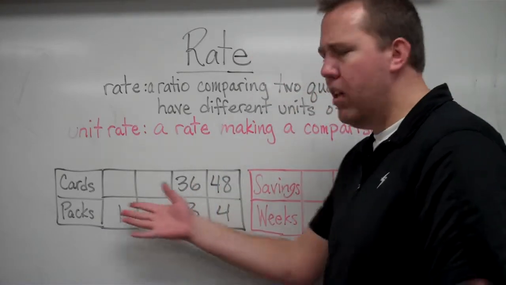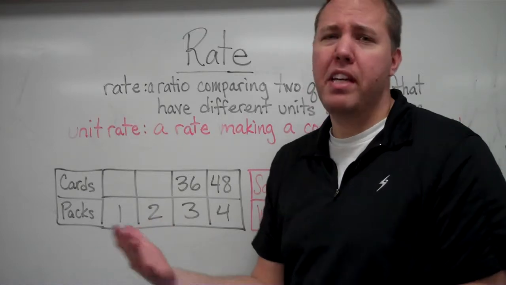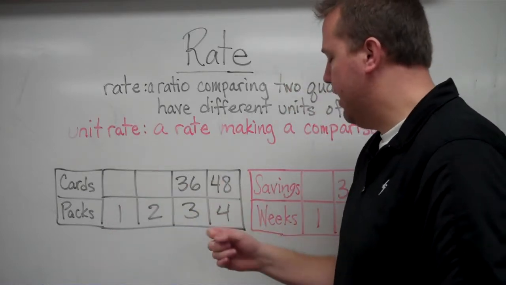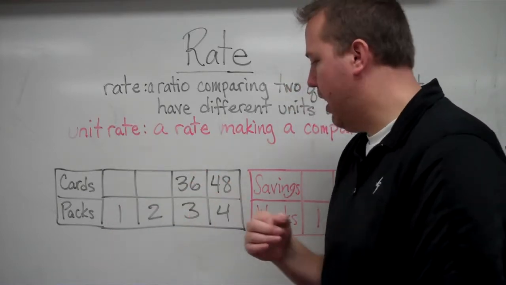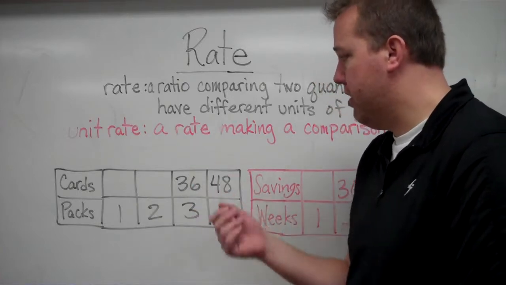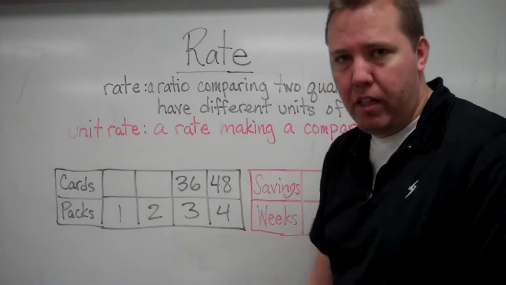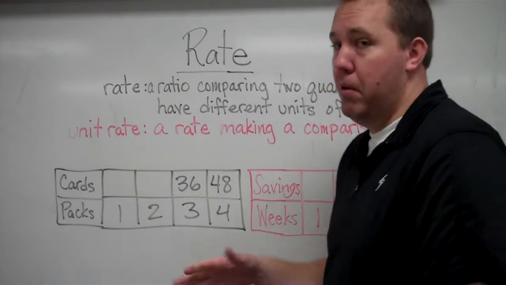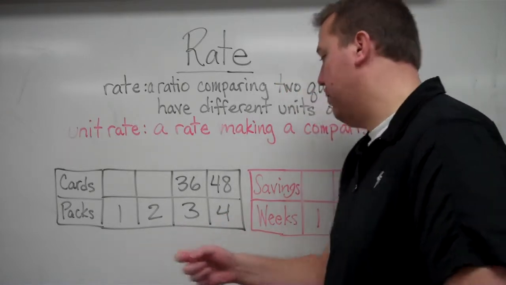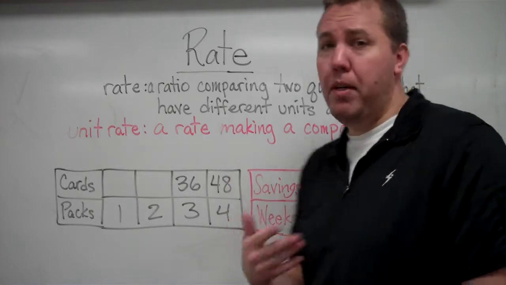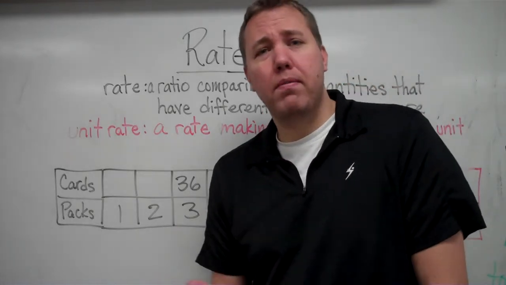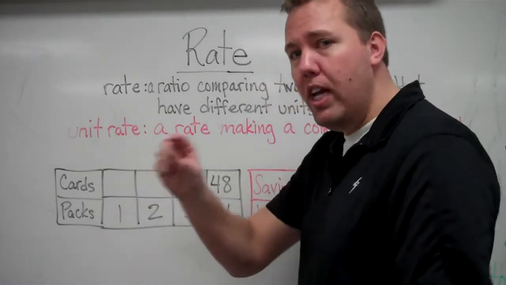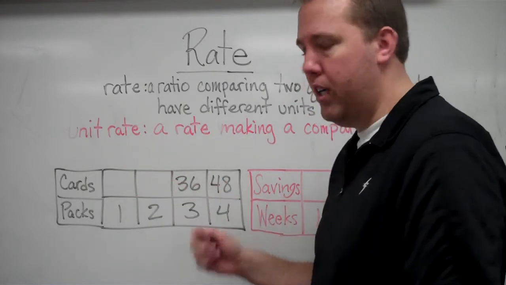A lot of times when we see rates, it will be in a table such as this. So I opened 3 packs and I got 36 cards. Maybe my brother gave me another one because he was feeling nice, and maybe didn't tell on mom what he did or something. So I get 4 packs and I'm up to 48 cards. So I want to find the rate. I want to find that ratio that's comparing these two quantities.